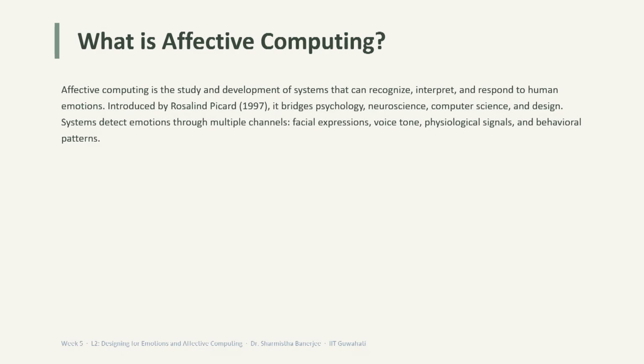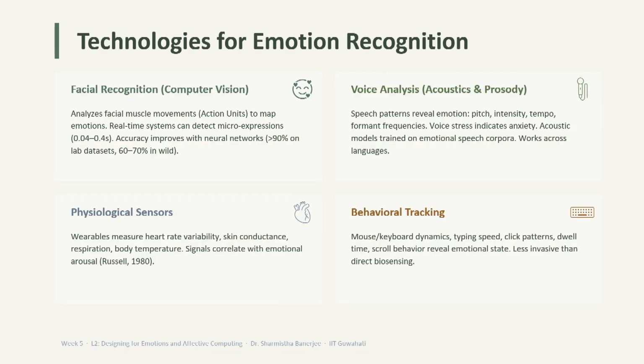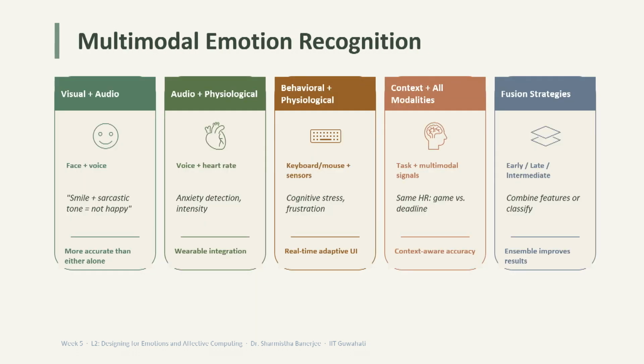Now coming to what is affective computing. Affective computing is the study and development of systems that can recognize, interpret and respond to human emotions. So it bridges psychology, neuroscience, computer science and design. Systems detect emotions through multiple channels, and these channels can be facial recognition, voice analysis, physiological sensors and behavioral tracking. So what we do over here is combine the visual and audio, the face and voice. So smile plus sarcastic tone means not happy. So it is more accurate than only one of the channels.